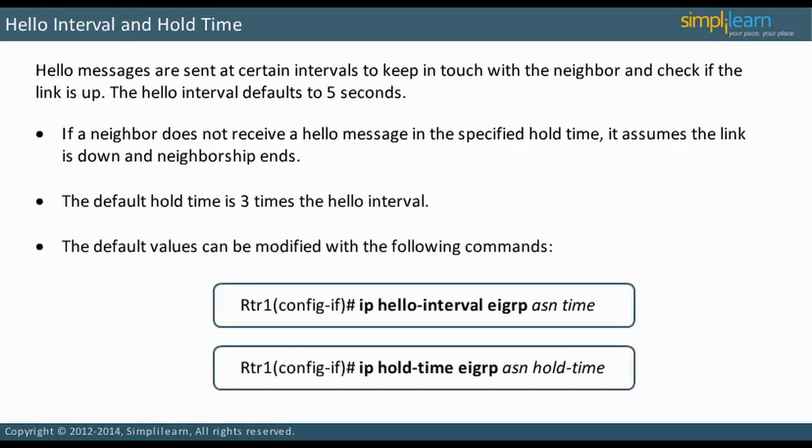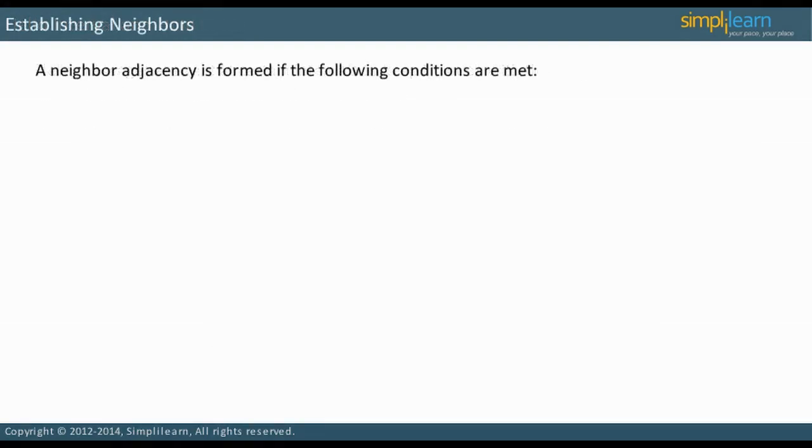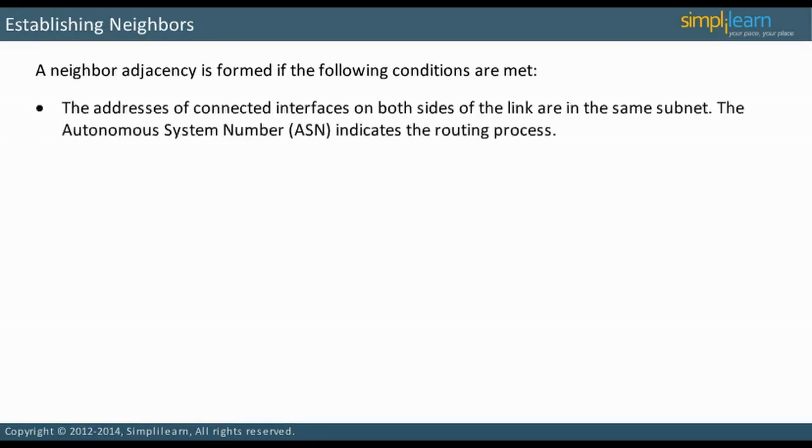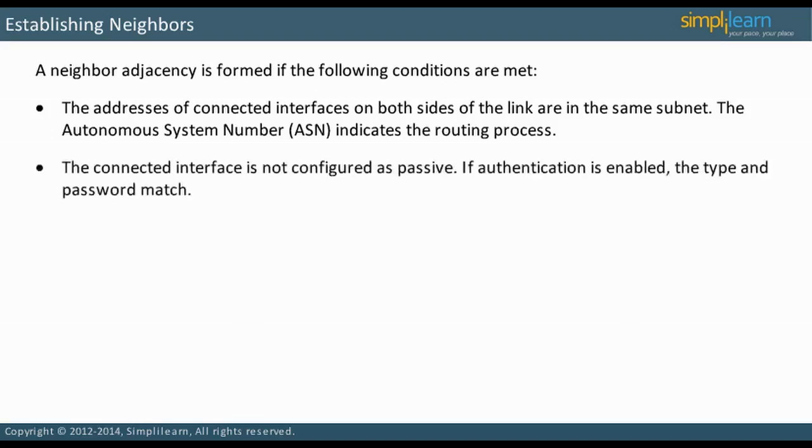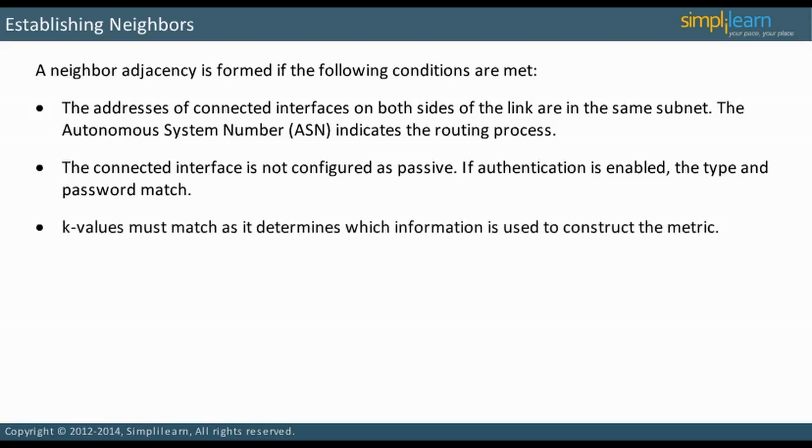In the next slide, we will discuss the conditions required to establish neighbors. Remember, to become neighbors, routers must meet certain conditions. The addresses of connected interfaces on both sides of the link are in the same subnet. The routers have the same Autonomous System Number, ASN, a number that indicates the routing process. The connected interface is not configured as passive. If authentication is enabled, the type and password match. Additionally, K values must match, as they determine which information is used to construct the metric.